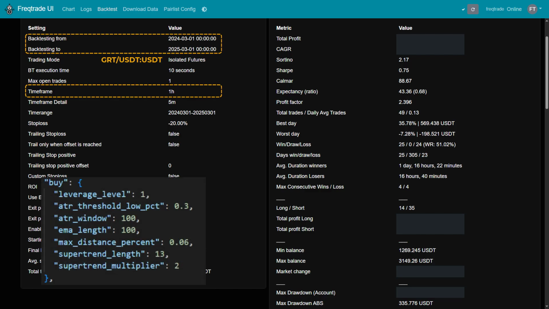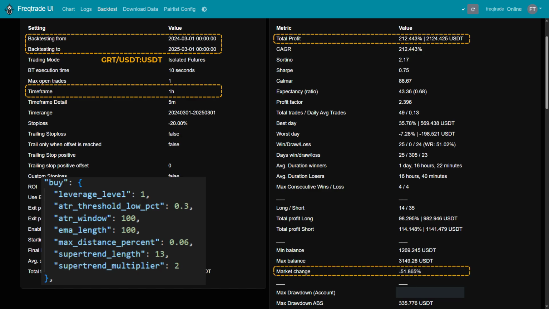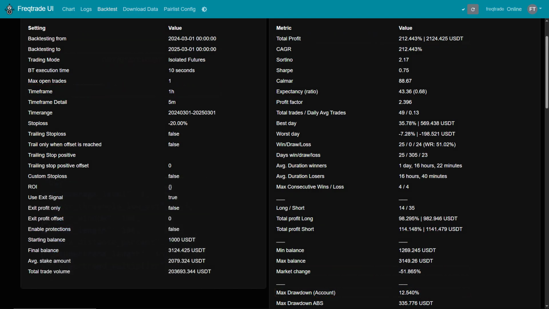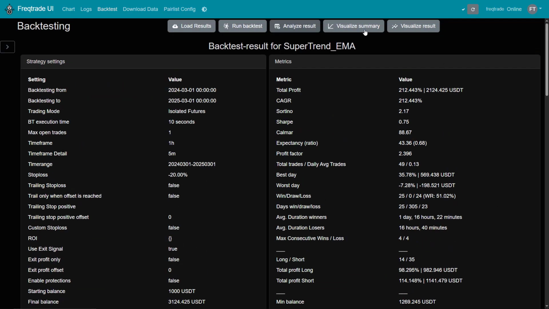And the results? We achieved a total profit of plus 212%. That's impressive, especially considering that during the same period, the market itself dropped by 51%. The maximum drawdown, or the biggest drop during the strategy, was just 12%, which shows the strategy managed risk really well. Now, let's look at the visual performance summary.